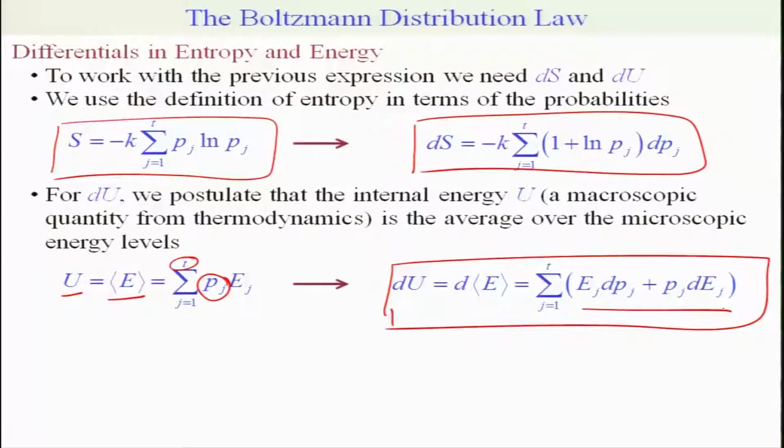Now, there is one important thing: we have Ej dP. So, P is a variable with respect to j's, but what about dE? Now, is the energy level variable?